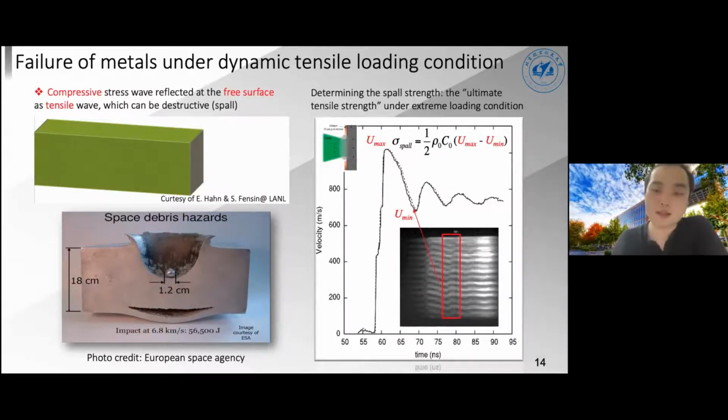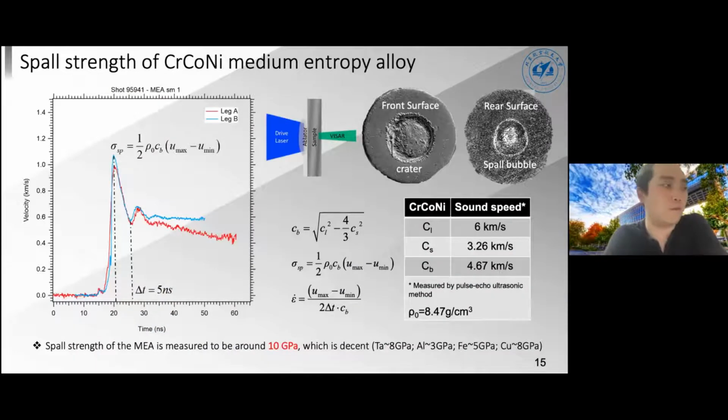So we measured the spall strength of, again, this chromium cobalt nickel medium entropy alloy. And here is the recovered sample, right? This is the front surface. This is the back surface, which has a bubble, which indicates that the material has developed some internal cavity. Basically, the material has been pulled apart.